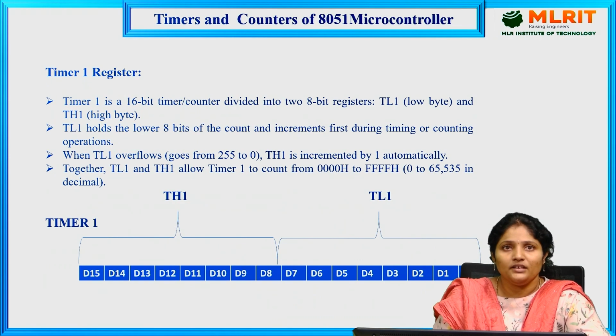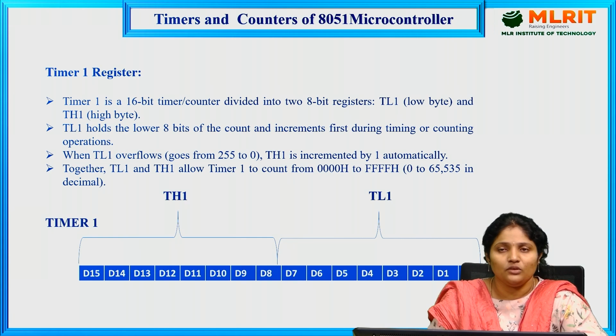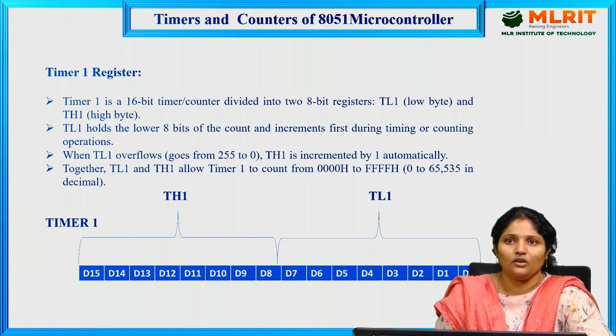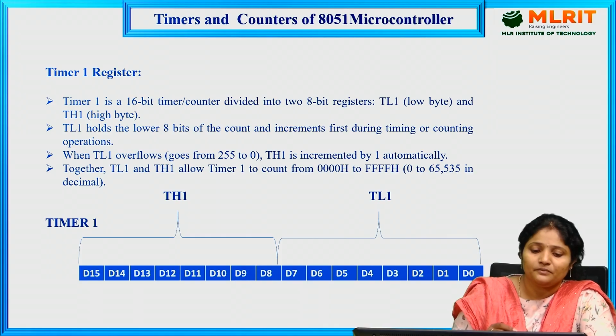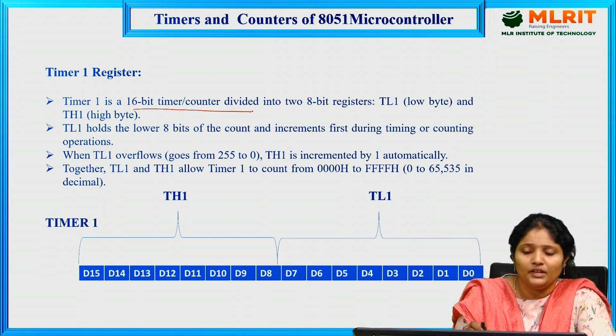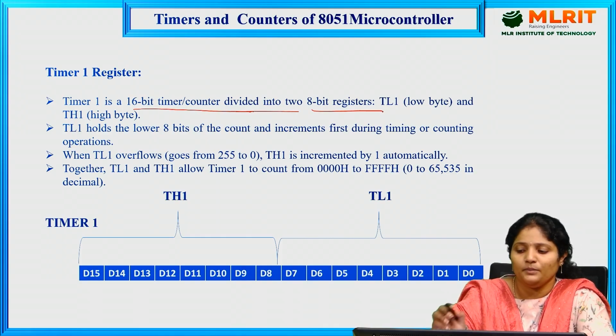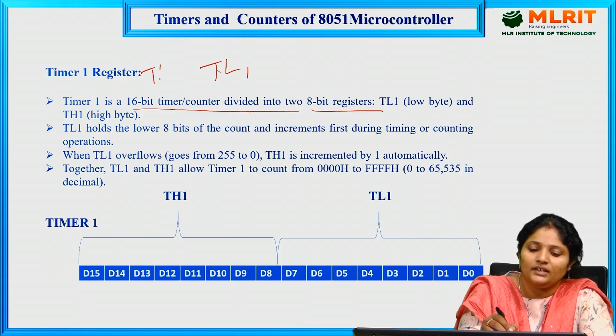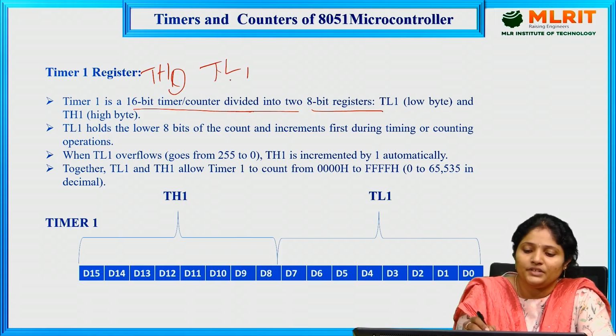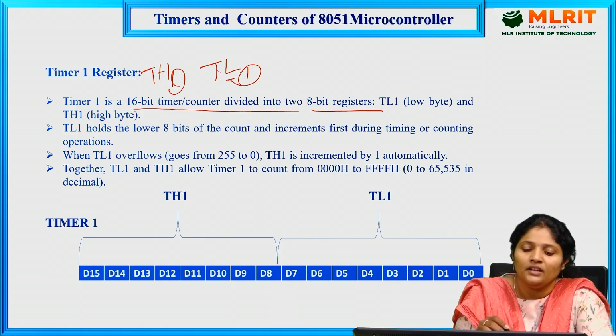Likewise, the Timer 1 register is also there, and it follows the same method. It is also a 16-bit timer, and it can be divided into two 8-bit registers. Here we mention them as TL1 and TH1. Here 1 represents Timer 1, TL represents the lower byte, and TH represents the higher byte. Right?